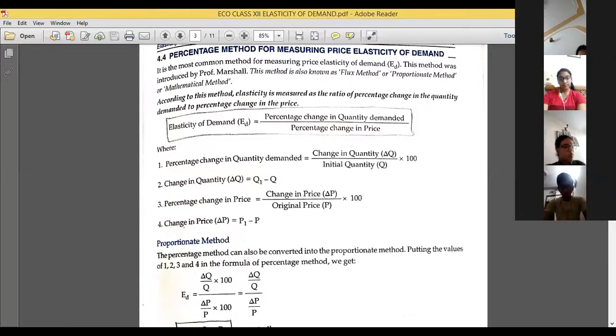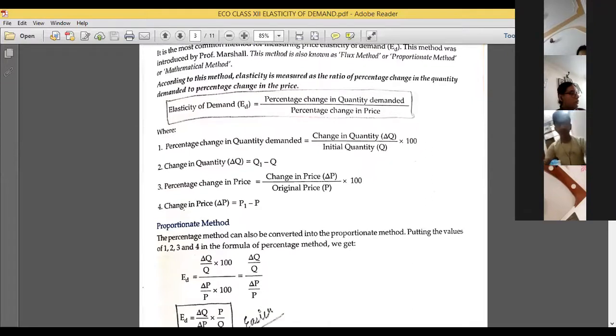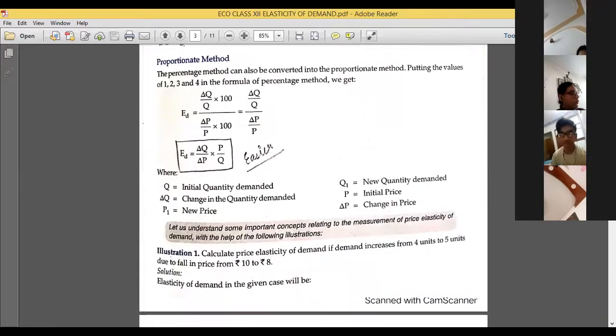And how will the percentage change in demand be calculated? If not given, it will be calculated using the formula: change in demand upon original demand into 100. Same way, percentage change in price can be calculated as change in price upon original price into 100. Alright? So, if the question is silent about the percentage method, we can even calculate by the proportionate method. Now, the proportionate method is ultimately derived from the percentage method only.